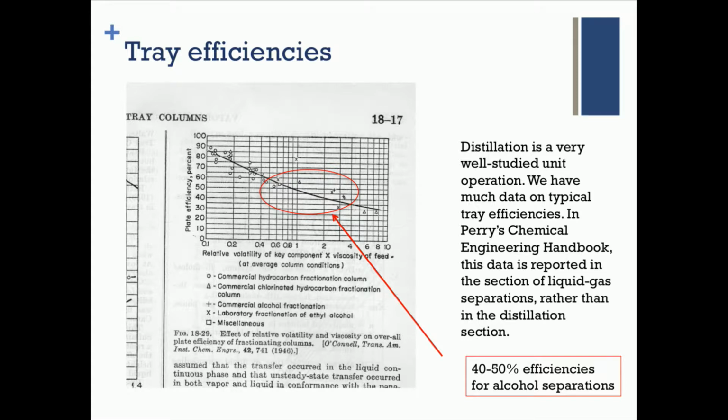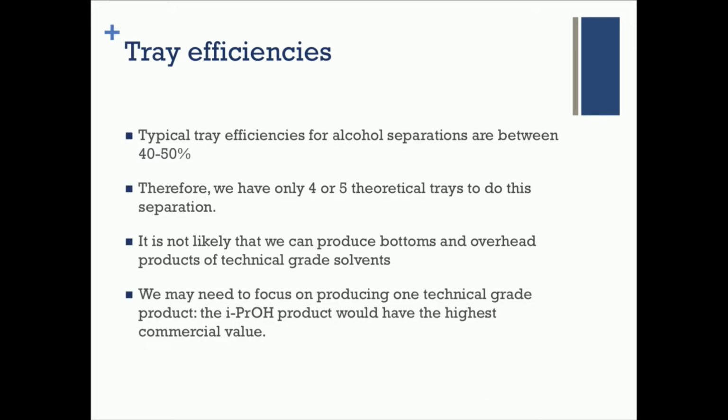That's really important because if we have a 10-tray column and we have only a 40% efficiency, we are only going to be able to use 4 real or theoretical trays at that level of efficiency. So that's not that much column to work with, and we should know that going in, that if we get to the process simulator, we're not going to be able to get a fantastically pure set of products coming out because the tray efficiency is so low.